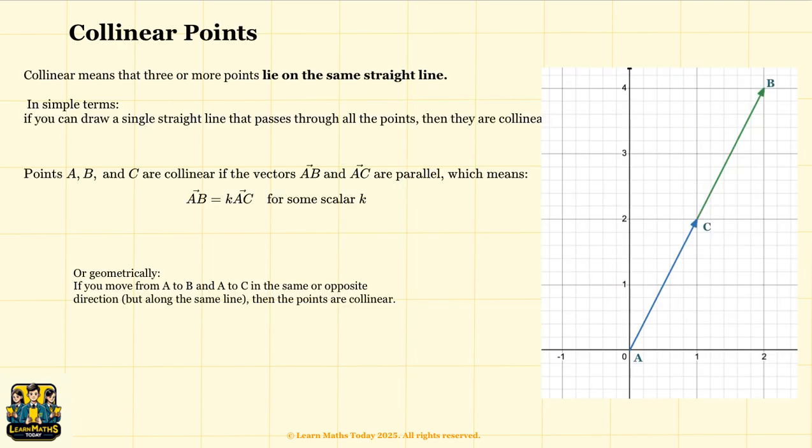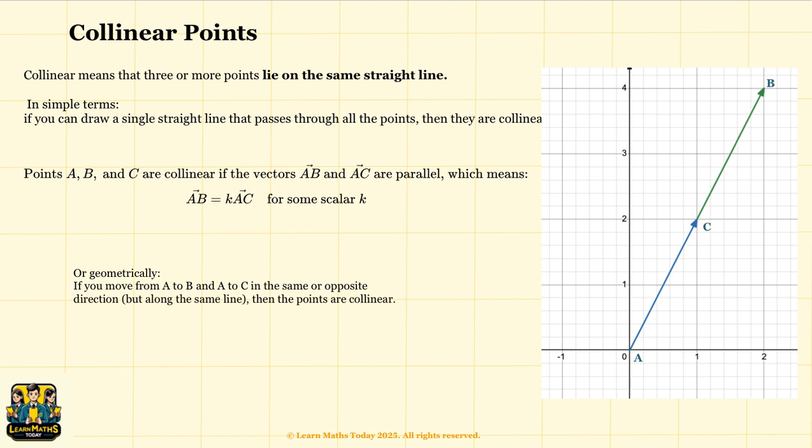Let's learn about collinear points. Collinear simply means that three or more points lie on the same straight line. In other words, if you can take a ruler and draw one single line that passes through all these 3 points, then the points are collinear.